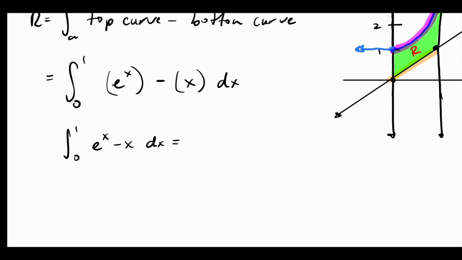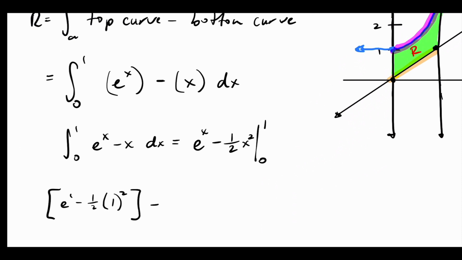So, antiderivative. What's the antiderivative of e to the x? E to the x, yep. Minus the antiderivative, which is 1/2 x squared. And I have to evaluate from 0 to 1. So I'm going to plug in 1 for x, and then I'm going to plug in 0 for x.